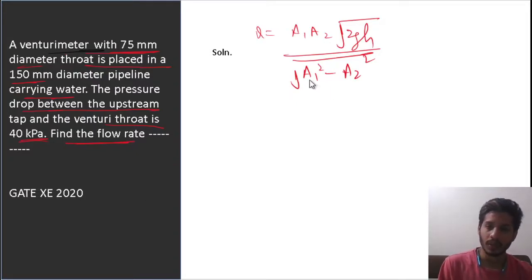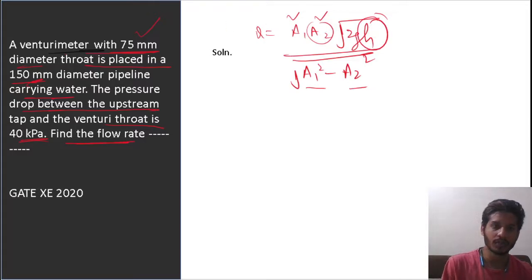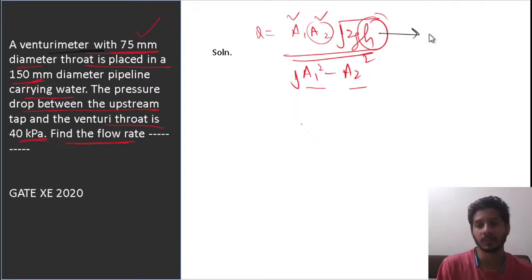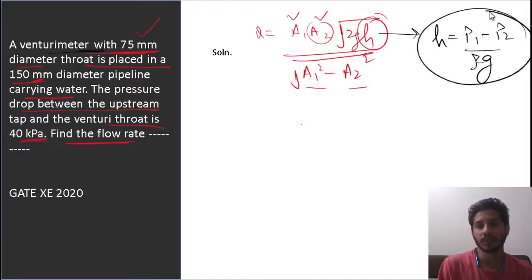right? And we have diameter D1, so we can easily calculate area A1. A2 we can easily calculate, as we have diameter D2. The only G we already know, and the only thing which is disturbing us is the H. So we can find the value of H. I already told you it is the height due to pressure difference within the mercury column. H is basically P1 minus P2 upon rho g.